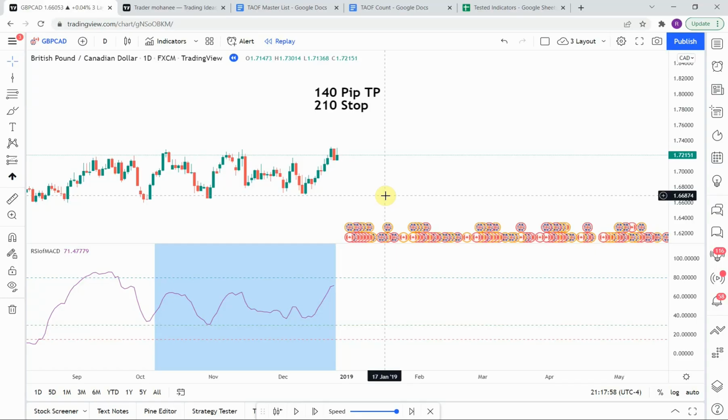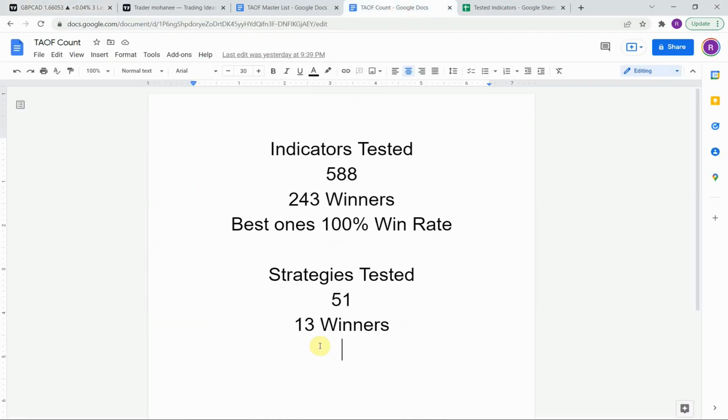Alright, as I said, today we will be testing the RSI of MACD. Before we do though, I wanted to put the testing scoreboard up for everyone to see. So to date, we have tested a total of 51 different strategies, with 13 of them being profitable. We have also tested a total of 588 indicators, with 243 of them being winners. The best ones so far were able to achieve a 100% win rate. Now you need to go back and watch those videos to understand the context of how they were able to achieve that. So go back and watch those videos and see what you can get out of those winning indicators. And keep in mind that we test all these strategies and indicators on the Forex market, but they can be applied to just about any market universally.